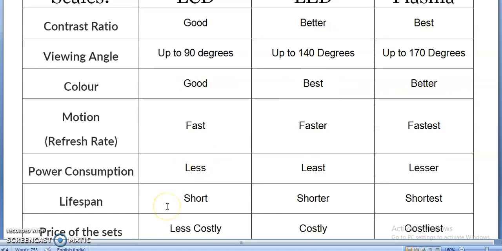The lifespan of a device, when we talk about lifespan, is short for LCD because it has some display lamps, and they have their own lifespan, so it is short in LCDs. If we continue to use these devices for the same period of time, the plasma will have the shortest lifespan.